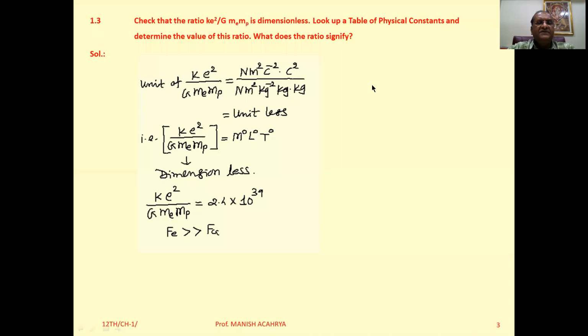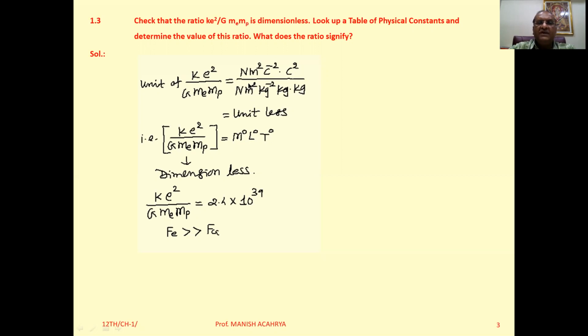Example 1.3. Check that the ratio K e square upon G me mp is dimensionless. Look up a table of physical constants and determine the value of this ratio and what does the ratio signify. So first, unit of K e square upon G me mp. So unit of K, that is Newton meter square per Coulomb square. For e square, that is Coulomb square. Unit of G, that is Newton meter square per kilogram square. Then mass of electron, mass of proton. So units are kilogram, kilogram.